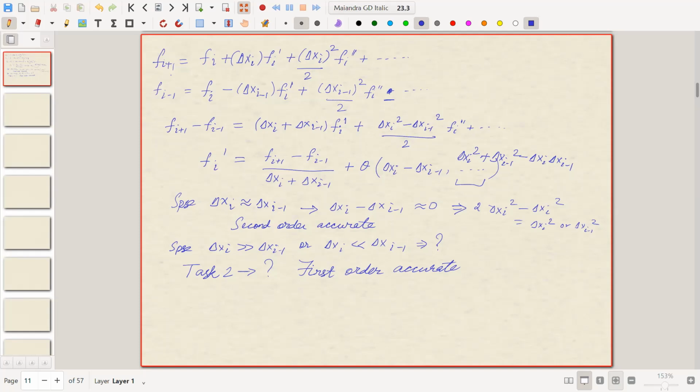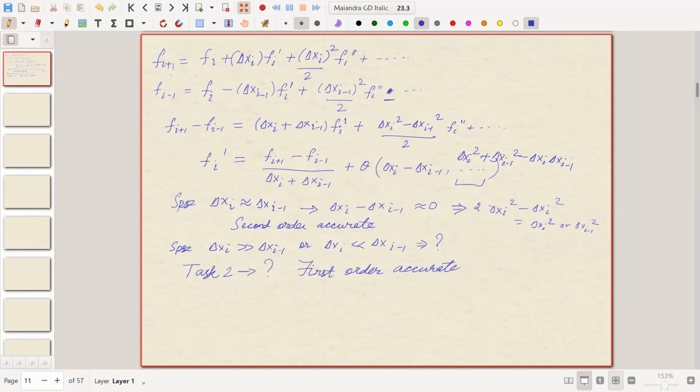Here I have covered all the choices. Either the previous grid size might be comparable to the next grid size, or the grid size will be much smaller than the other grid size, or it can be larger than the grid size. I have taken the last two possibilities here, and your task is to show that it is indeed first order accurate. But when you take delta xi approximately equal to delta xi minus 1, your scheme will be second order accurate.